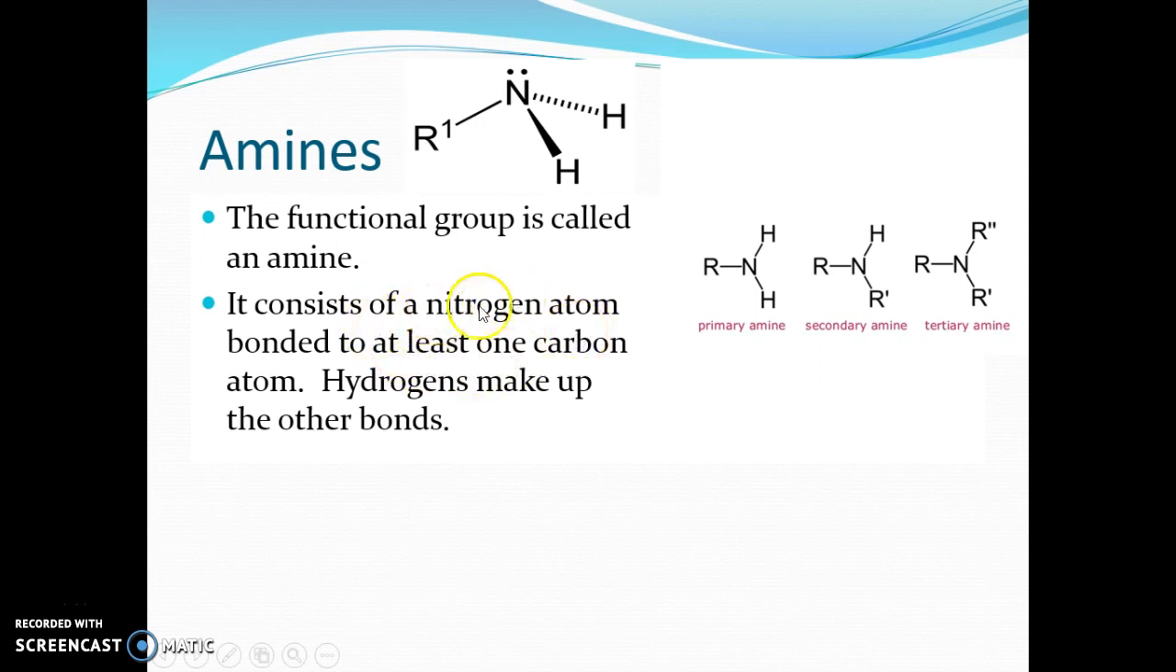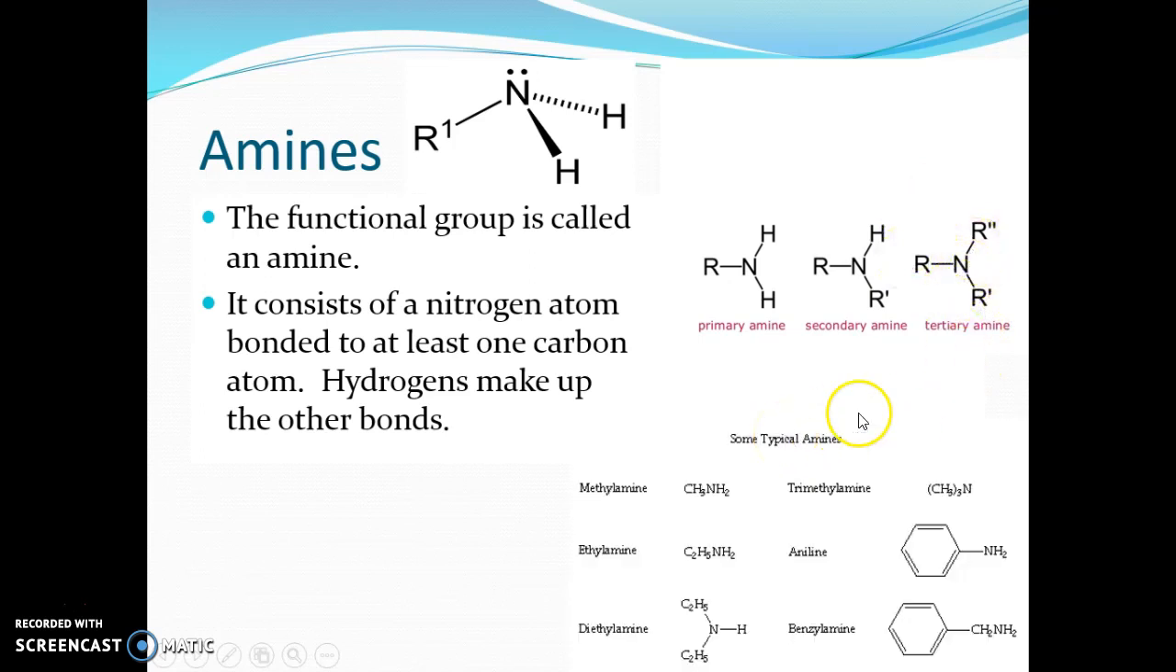It consists of a nitrogen bonded to at least one carbon. So here, if it's bonded to only one carbon, it's called a primary amine. A secondary amine is bonded to two carbons, and a tertiary amine has three carbons bonded. Again, you don't have to be able to name amines, but here are some examples of how the names are derived.